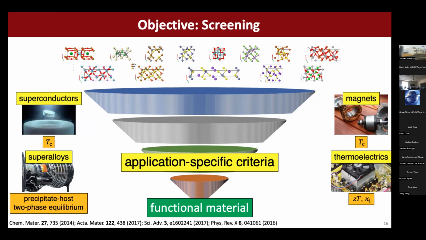If we're looking at superconductors or magnets, we want to optimize their respective critical temperatures, the superconducting critical temperature here, the Curie temperature here. For superalloys, we look at two-phase equilibrium between the precipitate and the host. That's very important for precipitate hardening, if you have experience in that. And then for thermoelectrics, the figure of merit is something you want to optimize, or, associatively, the lattice thermal conductivity. So this funnel is a very important idea for how we realize the functional material of interest.